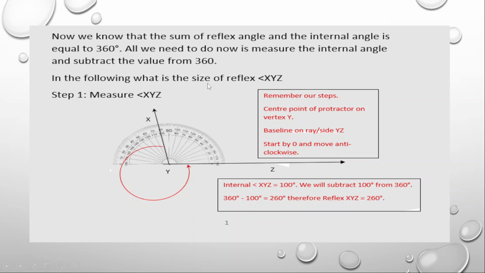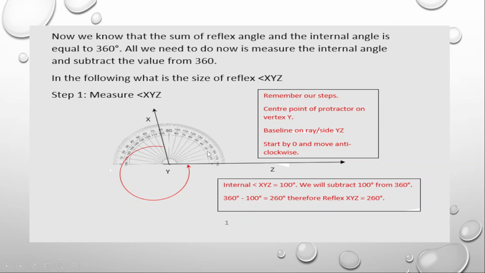So in the following, what is the size of reflex XYZ? This is the internal part XYZ. That is the external part. So we follow the same steps as before. We rotate our protractor in such a way that the center point is on vertex Y. The baseline is on YZ, and we start by naught and we move anti-clockwise.